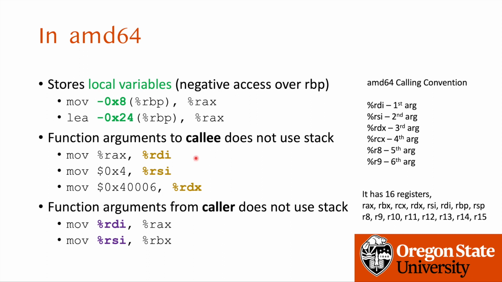So to pass the arguments to the callee, we do not use the stack and just move the register value directly to the target argument register. And then the callee will get the arguments from the caller using the register. So move RDI to RAX means that we will get the first argument into RAX, and move RSI to RBX means that we will move the second argument to RBX.